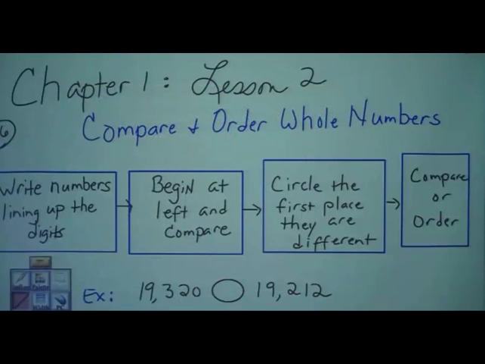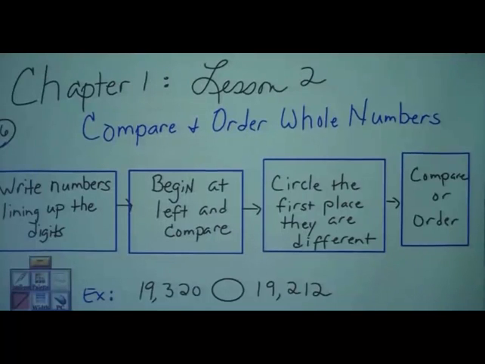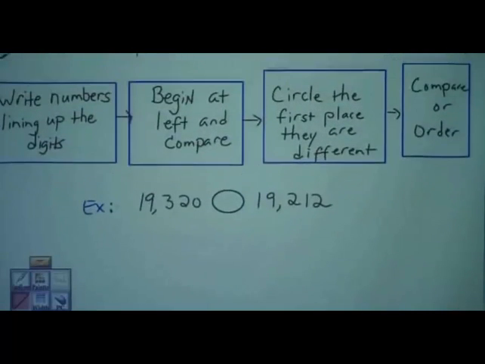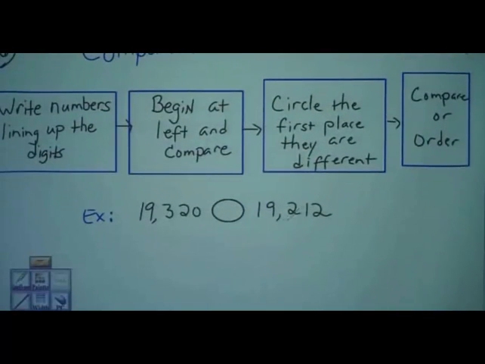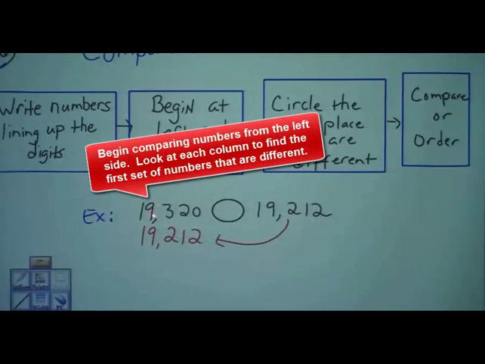Down here I have an example of comparing. We want to know if this number, 19,320, is greater than, less than, or equal to 19,212. Now your child may be able to just look at that and tell, but eventually there are going to be numbers that are going to be confusing. So let's use the steps to prove how easy it is and how well it works. I'm going to swing this number up under this one and line up the digits. I'm going to start at the left and compare. The ones are the same, the nines are the same. Here's the first place they're different.